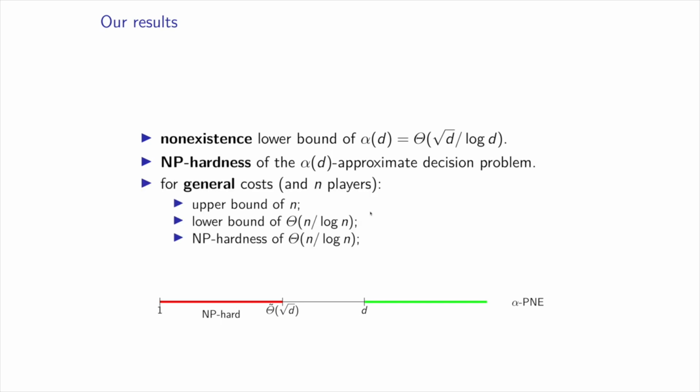Although for this talk we'll focus on polynomial congestion games, we actually have some results for general cost functions. Here, the number of players n is a reasonable quantity of interest in our study. We show positively that n approximate equilibria always exist, and we give a nearly matching lower bound, showing that n over log n approximate equilibria are not guaranteed to exist. And again, this lower bound can be translated into a hardness result.